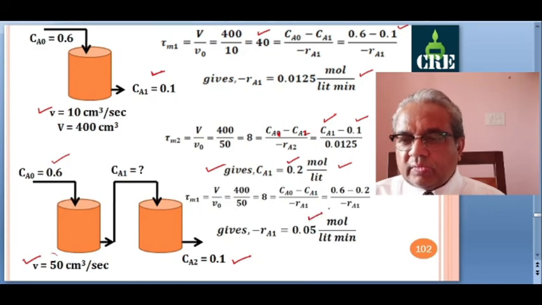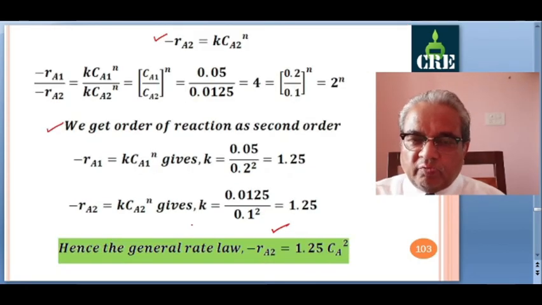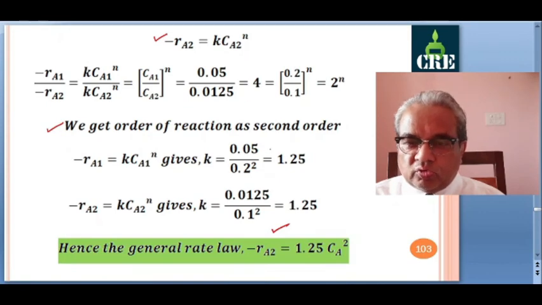Okay, the rate is changed. Why? Because it is k Ca raised to n. k is the same. The exit concentration Ca is different here and different here. It is 0.2 here and it is 0.1 here. And we have done this cross verification also. So k we are getting as 1.25. So our logic applied is correct.